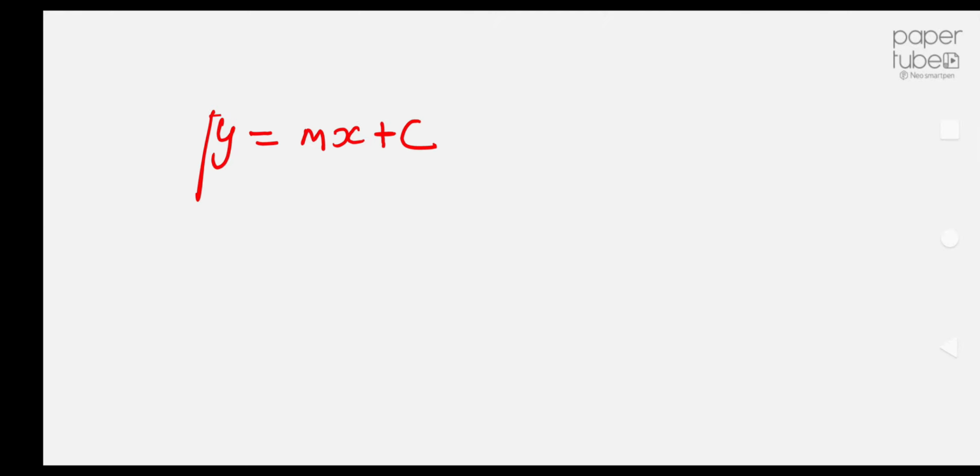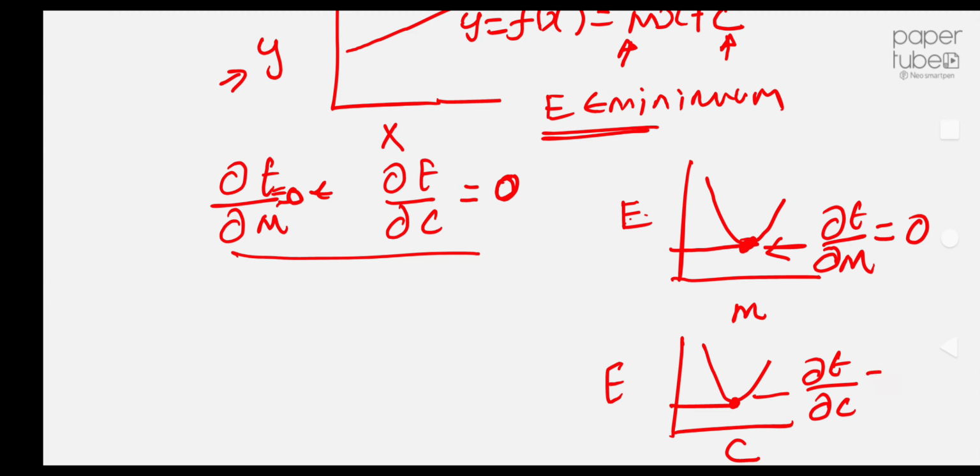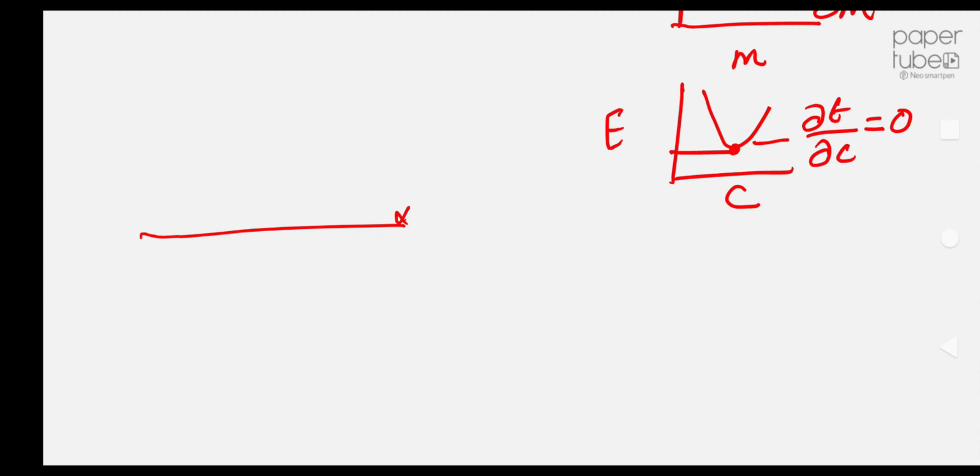Similarly, if you plot c versus error, again you have to find a stationary point where your error will be minimum, and the change in error with respect to c should be equal to 0. This is something I can continue in the next video.